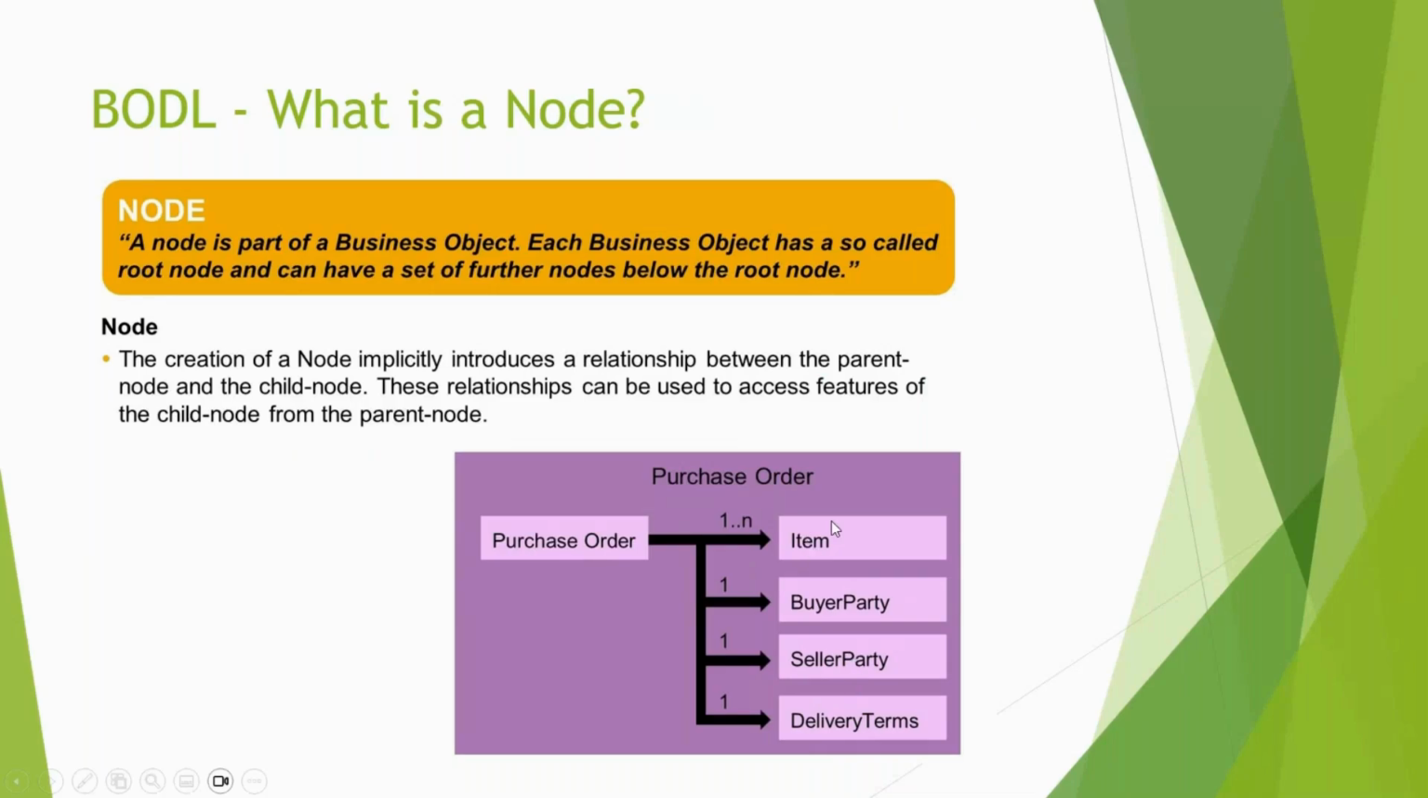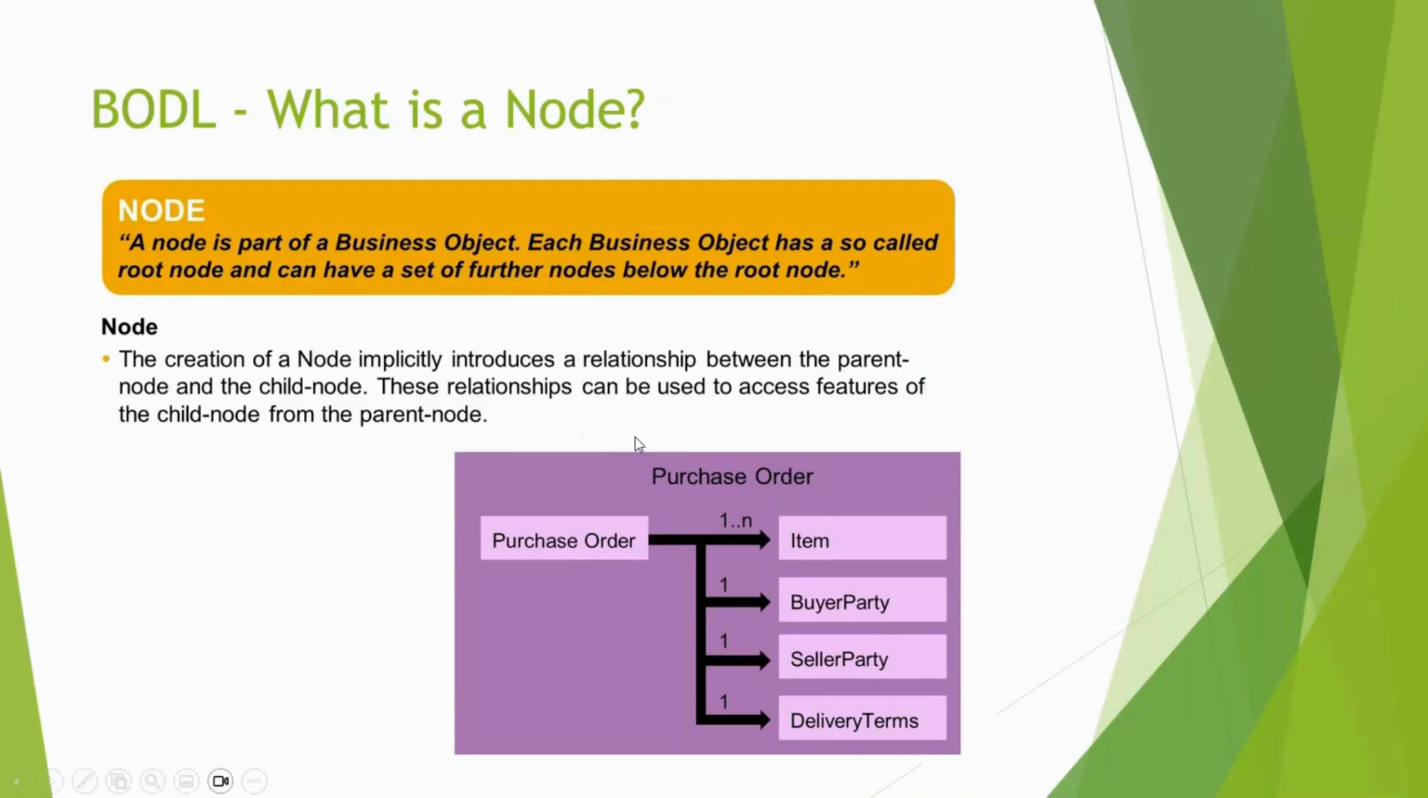So if this one has a separate set of fields, we can define this item as a node, which will be linked to the purchase order using the parent-child relationship. And it's not like item 1 to n. If we are defining the cardinality, we need to have at least one item. If it is 0 to n, it's not mandatory to define an item, and just the purchase order would be enough.